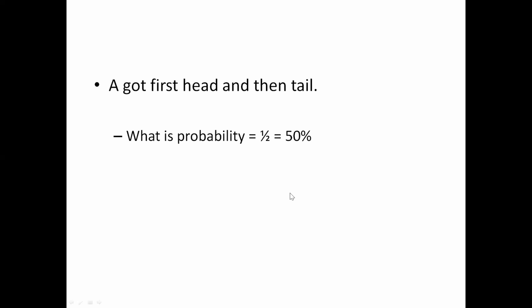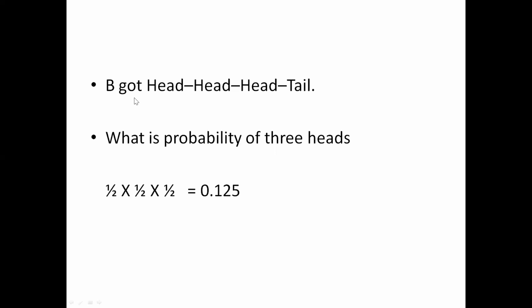Now you come to the second condition. B got three heads together, then he got the tail. What is the probability of the three heads? It will be half multiplied by half, multiplied by half. If you multiply this, you will get the value 0.125. So just see, getting three heads together, the probability is 12% only. Okay, that can also be acceptable. That can happen due to chance.